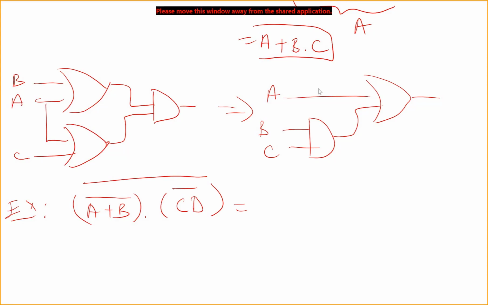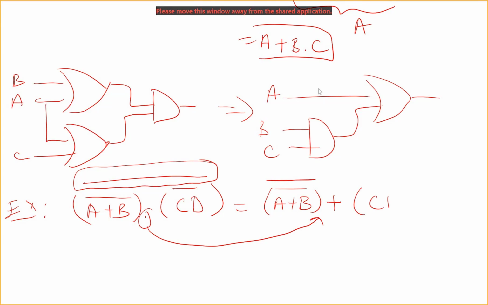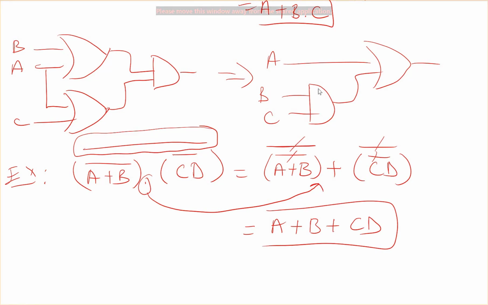So let's try to minimize it. Now I will have A or B naught, and let's take care of this NOT operator. I will be putting a NOT here and converting this to an OR operator, and I will have CD NOT, and then I need to put another NOT here. Now these 2 NOTs will cancel each other, right? I will have A or B or CD. So this is the final result.